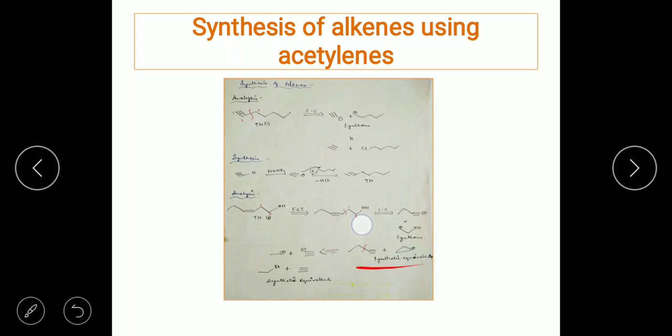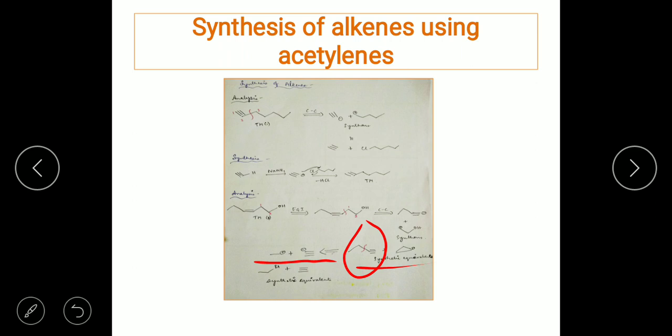So these two are going to be the synthetic equivalents. Now here you can see how this intermediate can be further disconnected. It is nothing but a butyne. Butyne can be further disconnected to give rise to two synthons. That is, there is going to be a disconnection just beside the acetylene, at the carbon which is attached to the acetylene group, and this is going to give rise to two synthons.